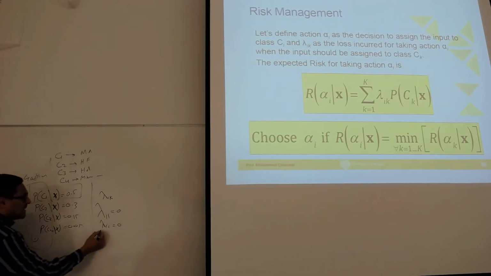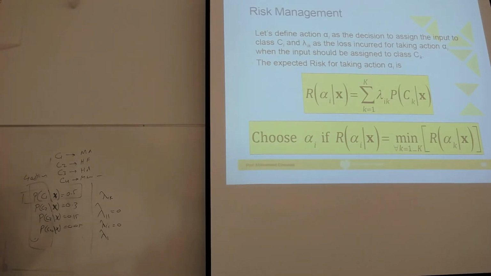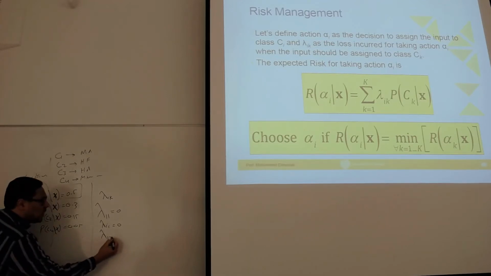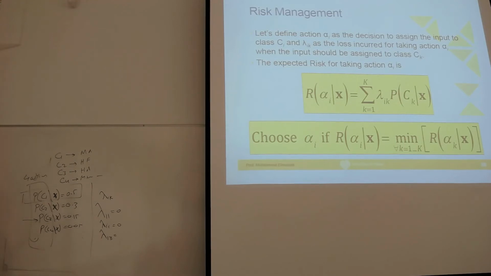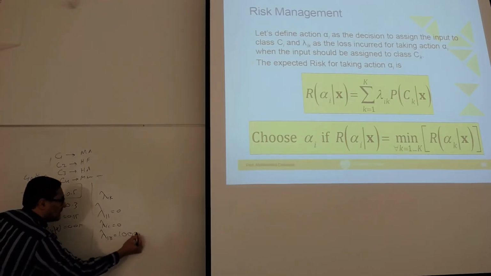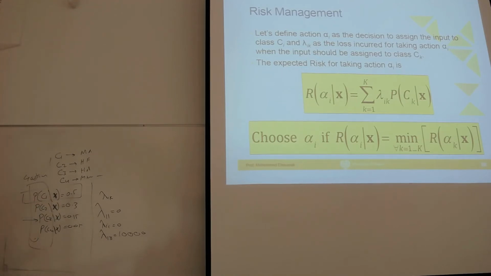But if you take action C1 and the actual case was C3, so lambda 13, it means how much loss you will have if you take action class 1 and the right action was class 3. In this case, if you ask the patient to just go and relax and he has a terrible heart attack, he might die. So this loss can be a very large number, because the loss is very high in this case.